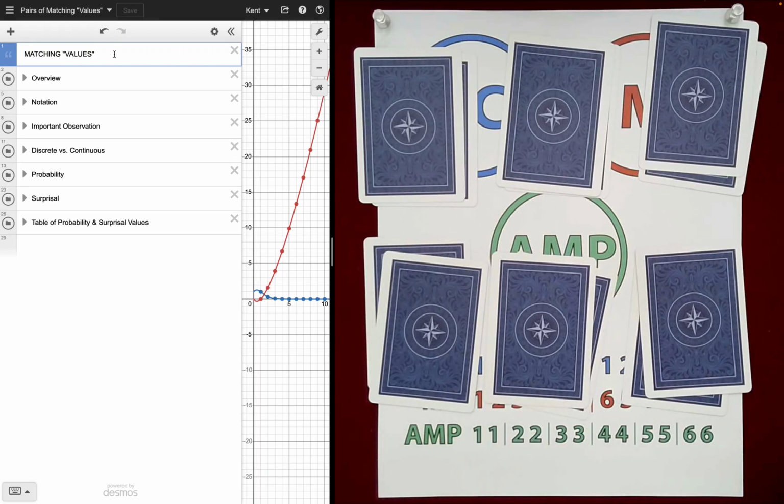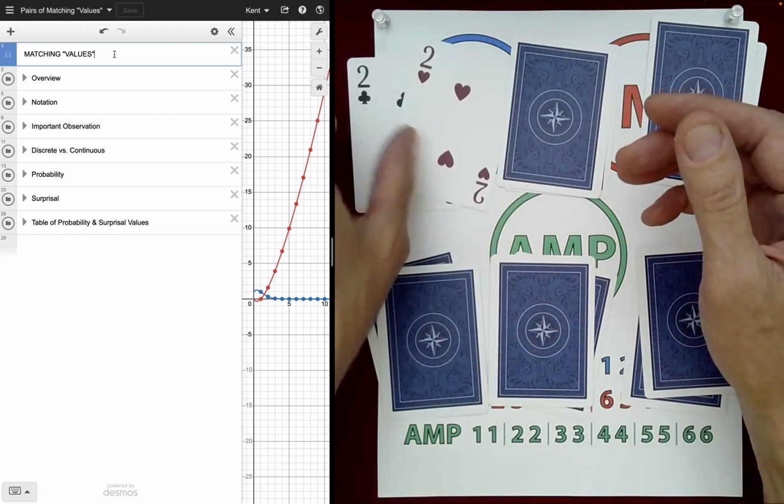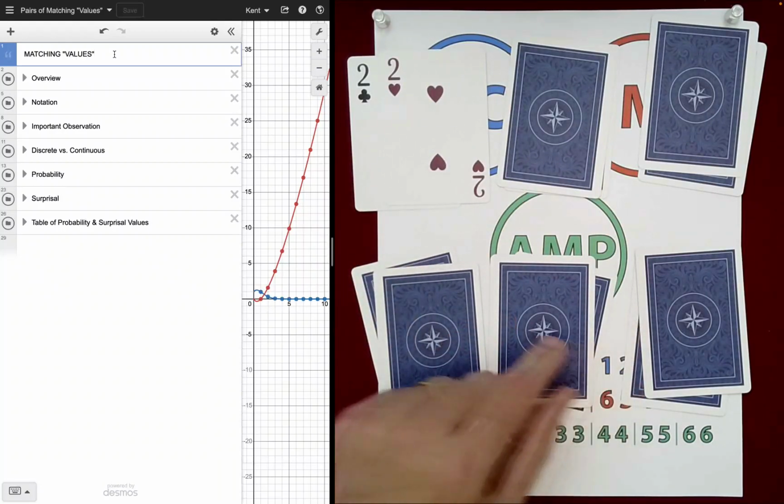So what do we have here for the first pair? Ooh, that's nice. Check that out. How did you do that? Let's see. Why don't we check this one?